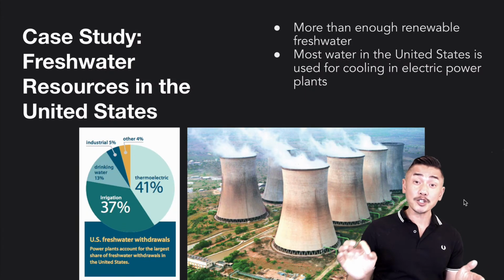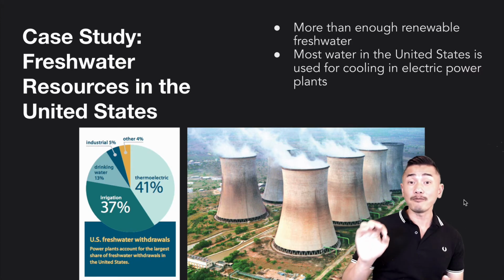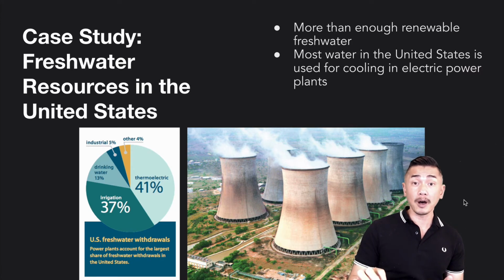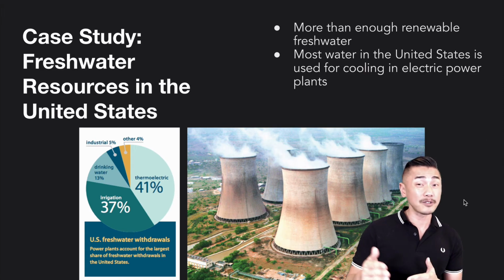If we look at freshwater resources here in the United States, we see that we have more than enough renewable fresh water. We also see that most water in the United States is used for cooling in electric power plants. The nuclear power plant pictured on the right here is releasing steam and condensed water rather than smoke.